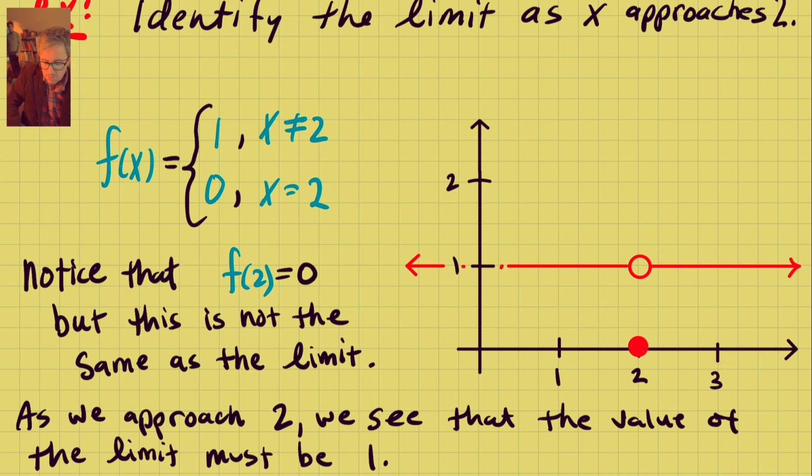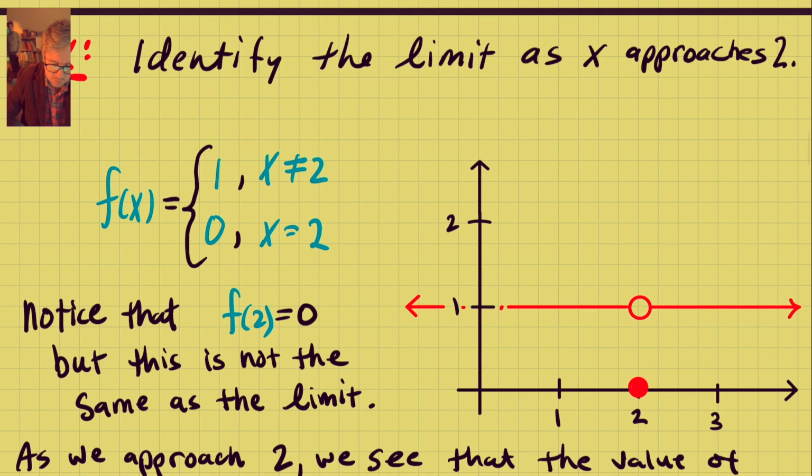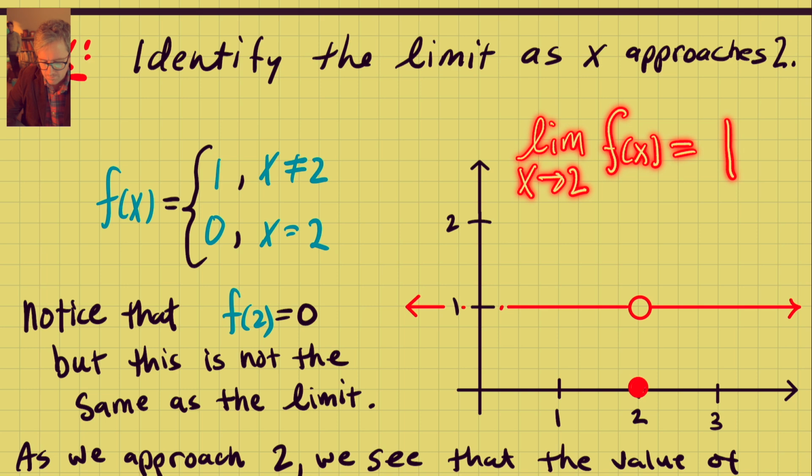Similarly below, as x approaches 2, the value of the function is again just 1. There's no reason to think we should jump off the line and go to 2. The value of the function is equal to 1 for all these infinite values that we're traversing, and so we would say that the limit is 1. The way we would notate this is the limit as x approaches 2 of f of x is equal to 1.